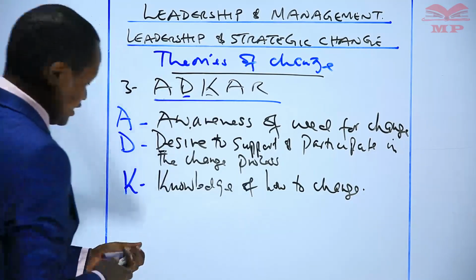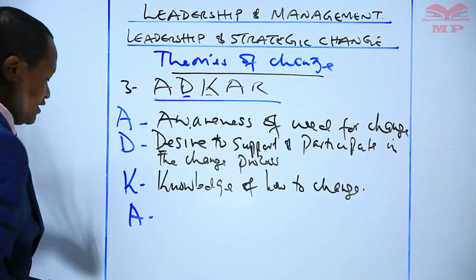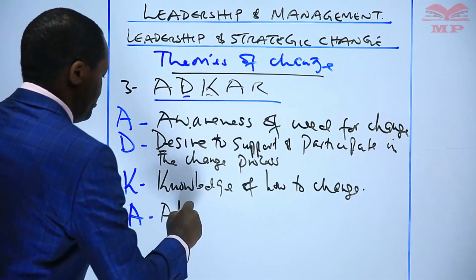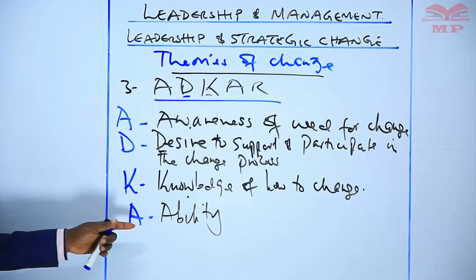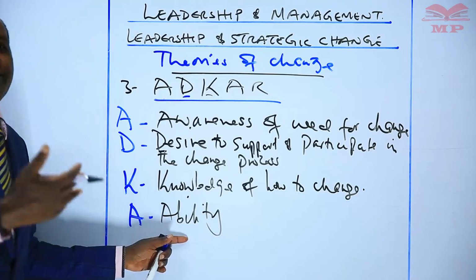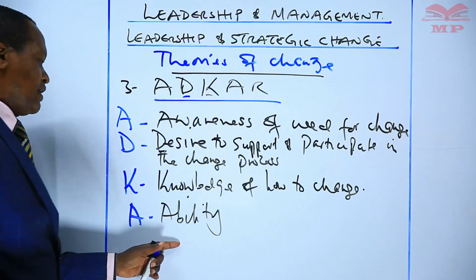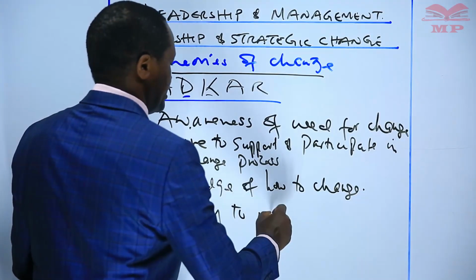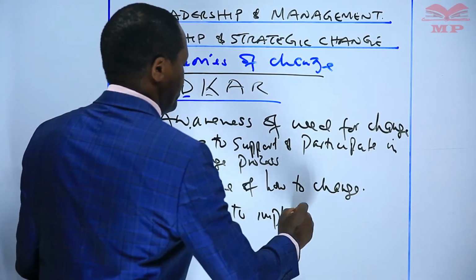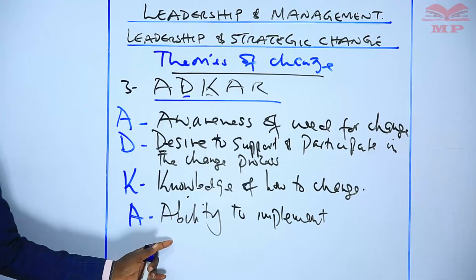Adkar. So here A stands for ability. This is the ability to implement required skills and behavior. Ability to do what? To implement.